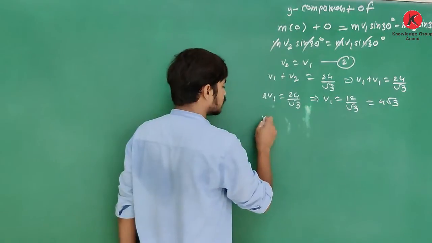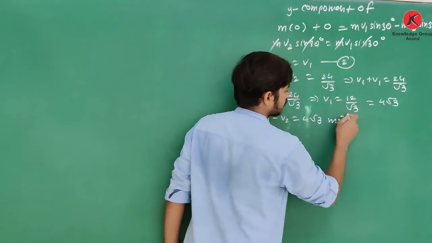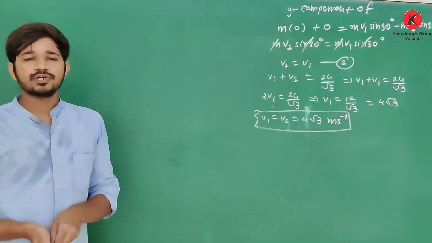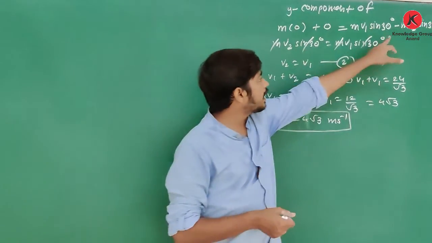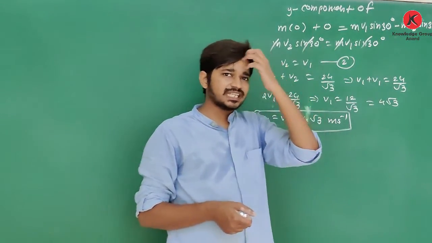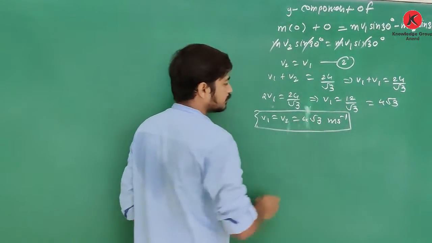And hence v1 is equal to v2, which is 4 root 3 meter per second. So it is your first answer. Clear about this? Why is minus here? Because v1 sin 30 is in the upward direction, and v2 sin 30 is in the downward direction. Clear about this? Now v1 is equal to v2 is equal to 4 root 3.